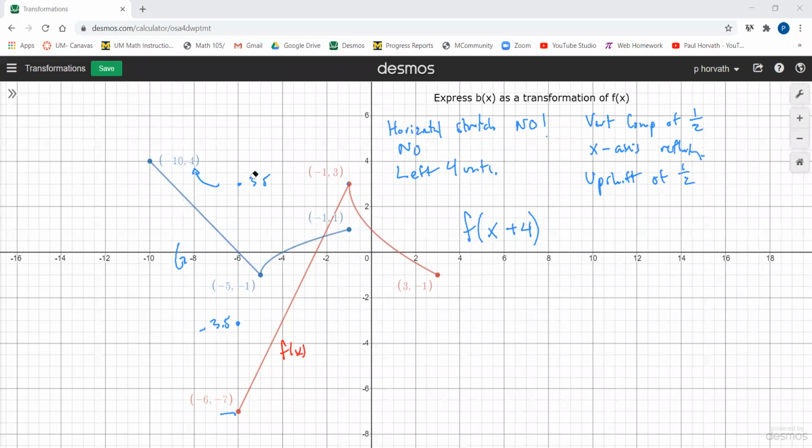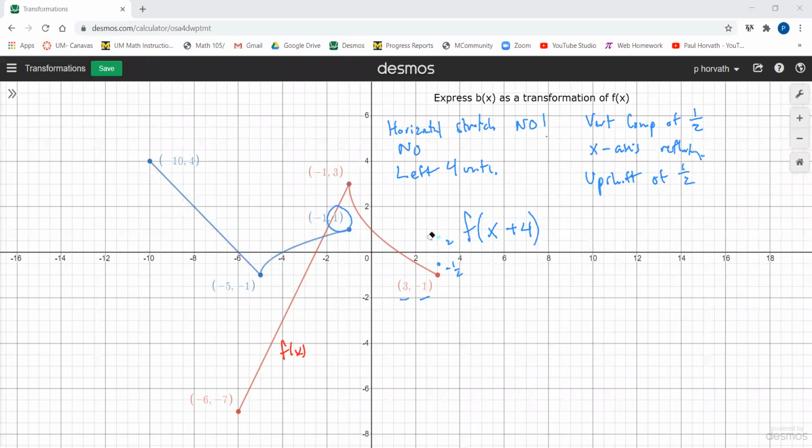Let's try that one more time just to see how it goes with a different value. And now let's use the point, I don't know, 3, -1. If we make that compression, we'll be at -0.5. If I make the reflection, we'll be +0.5. I'm only looking at the y value. And then in going from +0.5 to 1, we went up half a unit.